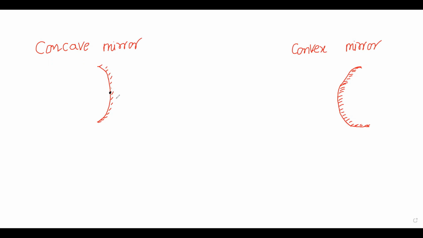Geometrical center of the mirror is called pole. Center of the whole sphere, glass of sphere, is called center of curvature. The line passing through center of curvature and pole is called principal axis.